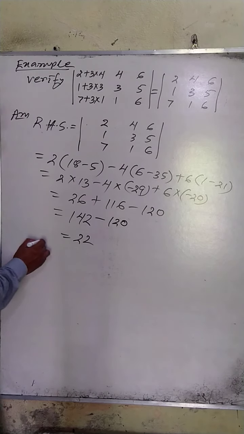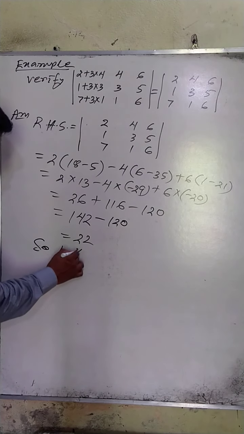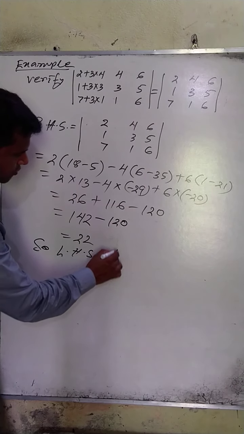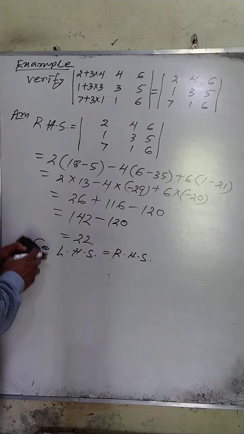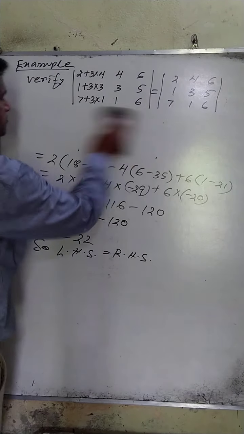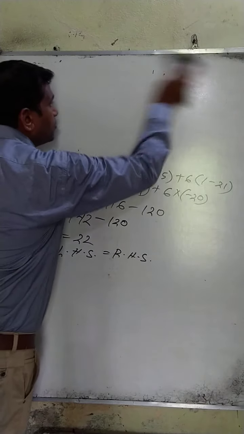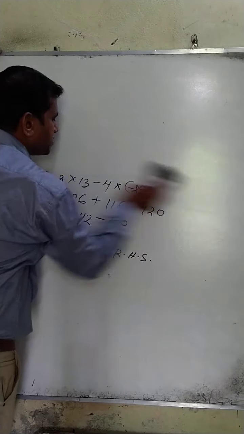Okay. So LHS equals RHS. Okay. Now we prove the seventh property.